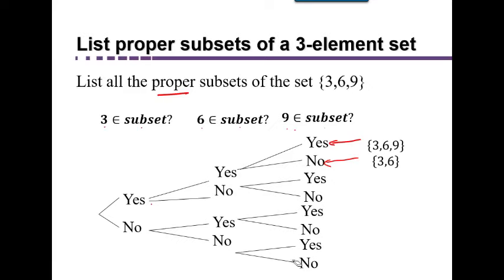Now we're not going to include that in our list because it's not a proper subset, but it does show up on our diagram because all subsets show up on our diagram. Now the next branch represents 3, 6. Why? Because if you go to the end of the branch and you track backwards, you see that you get a yes for 3 and a yes for 6, but a no on 9. So only 3 and 6 are in the subset.